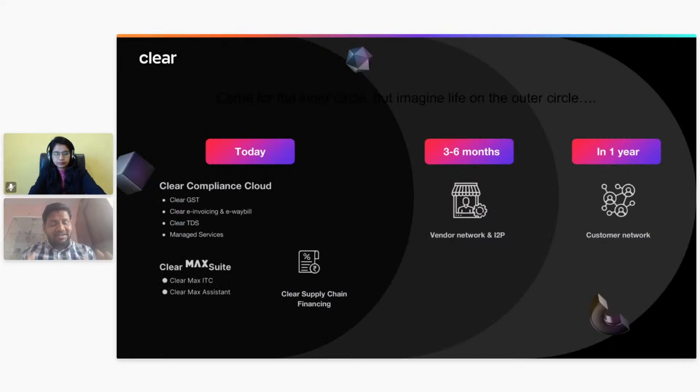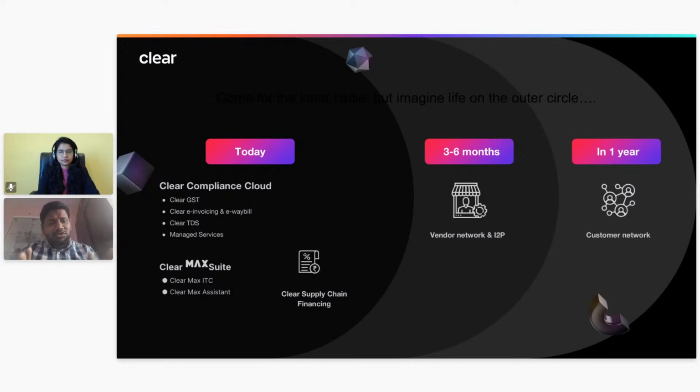With that in mind, we have two basic parameters of the solution. One is our CCC, which is Clear Compliance Cloud, which has multiple components: our GST software, our e-invoicing and e-bill software, our TDS solution, and our managed services, where the entire activity can be outsourced to us and handled by our chartered accountants. On top of that, exclusively, we are giving an enterprise solution for large enterprises with our Max ITC solution and Max Assistant solution.